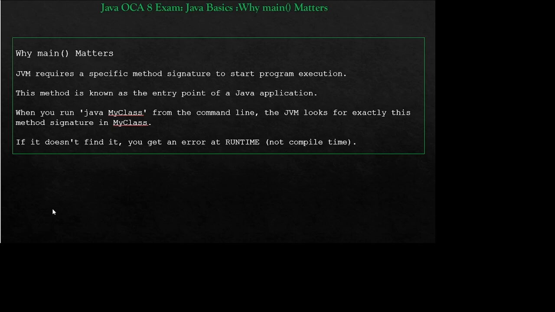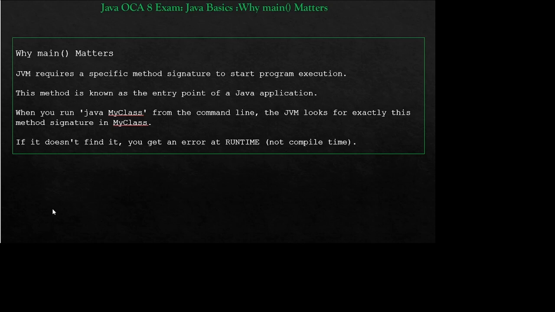So why is it public? Because the JVM calls it from outside your class, so it has to be public. The JVM is not within your class. It's outside and it's calling it from outside the class, and so obviously it has to have public access to the method.